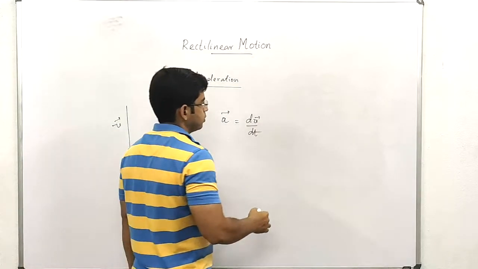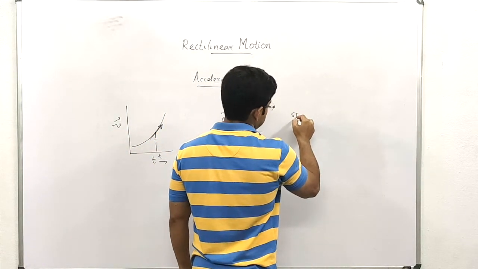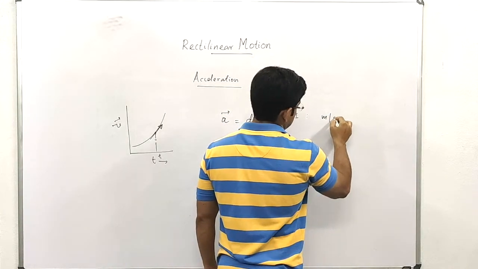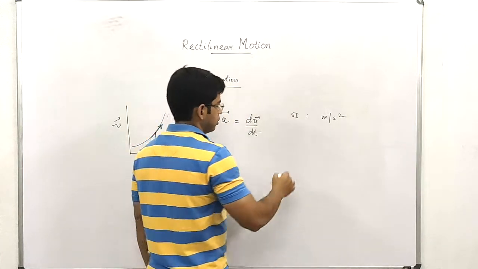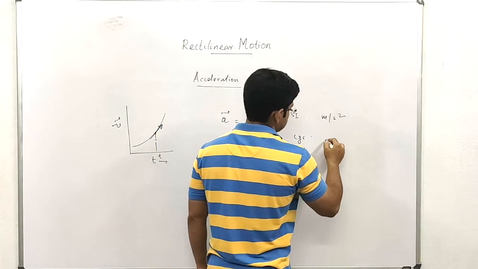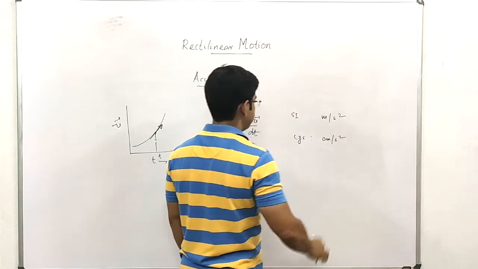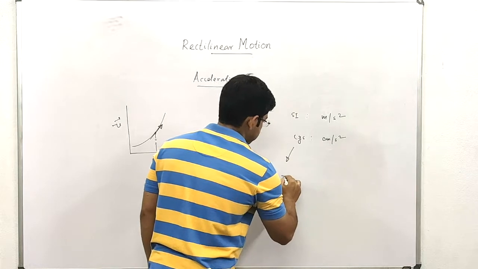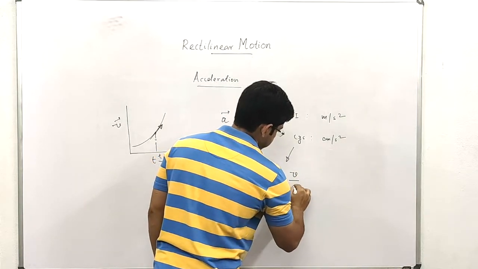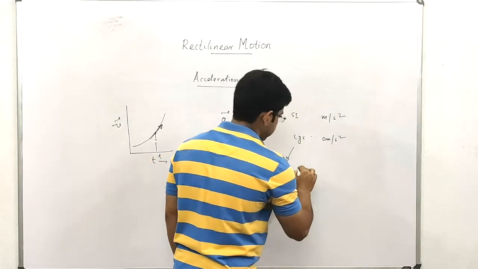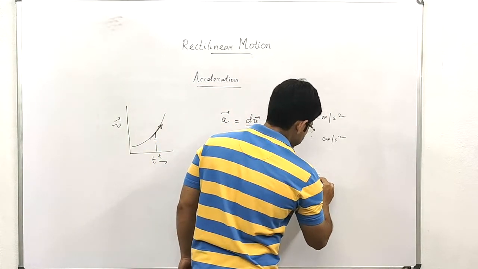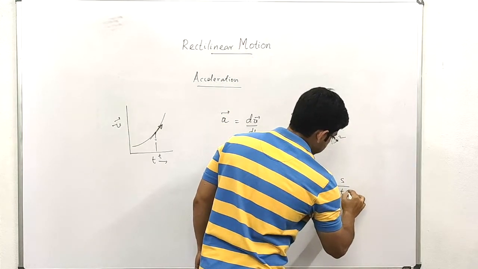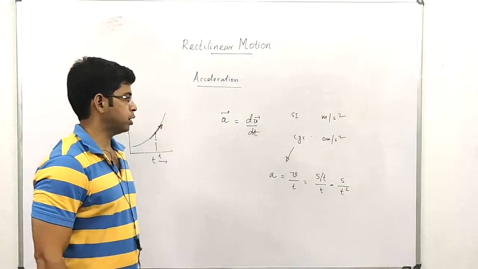So again the unit is, in SI system, meter per second square, and in CGS system it is centimeter per second square, because you see the acceleration is velocity per unit time. Again velocity is displacement per unit time, so acceleration is displacement by time square.